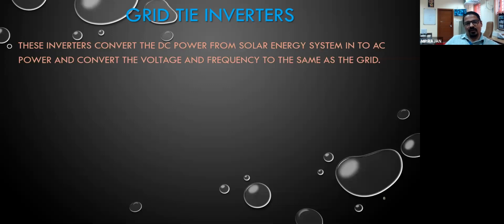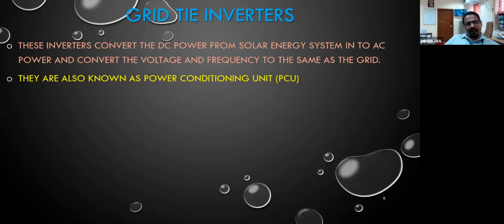So some safety precautions also are to be required. Whatever energy we are producing is converted into AC by the grid tie inverter, and that is not only converting DC into AC. आपका ग्रिड टाई इन्वर्टर का काम सिर्फ डीसी को AC कन्वर्ट करने का नहीं, इसका और भी काम होता है. What are the jobs we'll see.